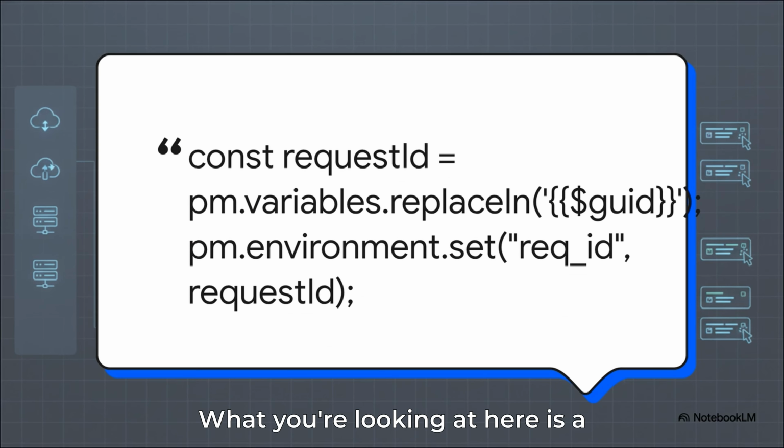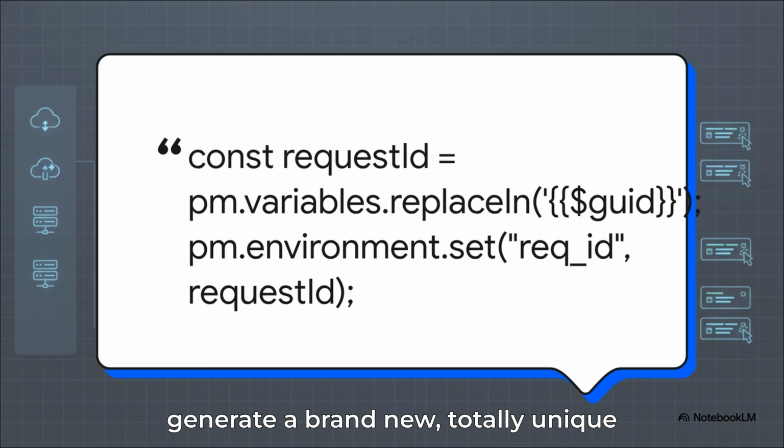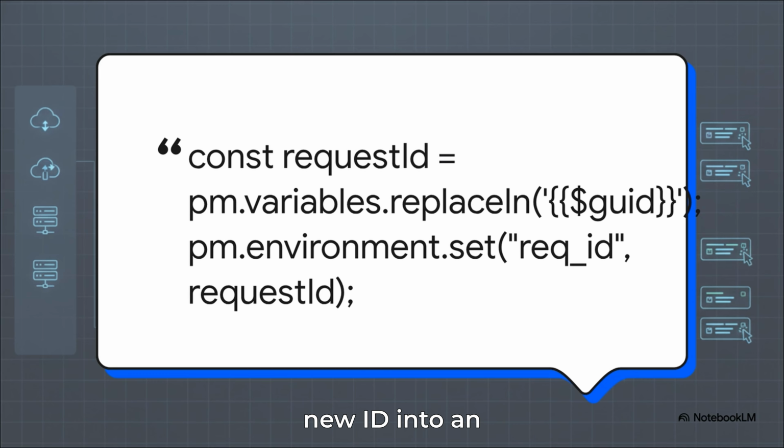What you're looking at here is a pre-request script. It's just a little snippet of JavaScript that runs before your request is sent. Let's walk through it. That first line uses a cool built-in Postman variable to generate a brand new, totally unique ID. Then the second line uses pm.environment.set to save that new ID into an environment variable we're calling current_request_ID. And the best part? This happens automatically every single time you hit send.